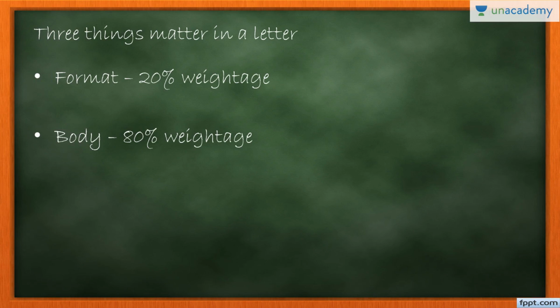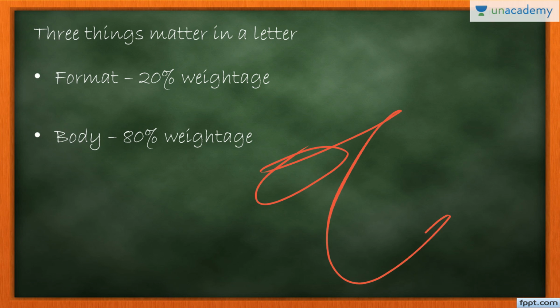So for an informal letter, this is the percentage of weightage. If you remember, I told you that in a formal letter, 50% of the weightage is on the format. However, in an informal letter, the main weightage is on the letter itself, that is the body of the letter, and not the format. The reason for this is that in an informal letter, the format is pretty simple. You just need to give the recipient's address and draw an envelope. I'll teach you all that, but the point is that you need to make the body.